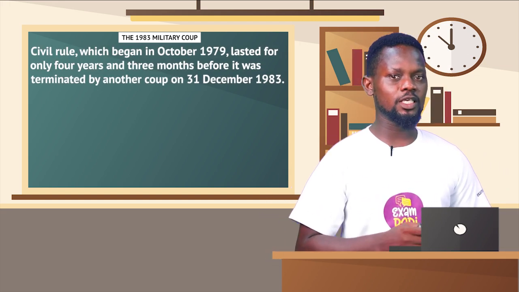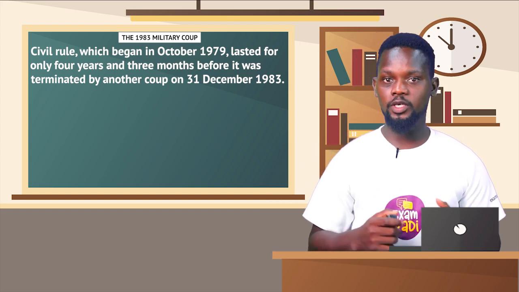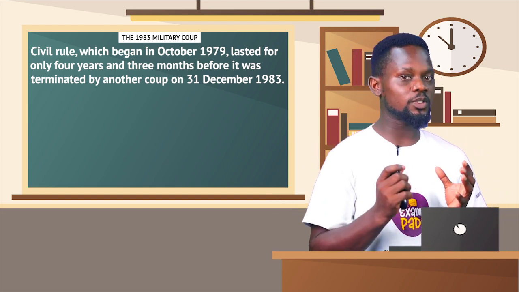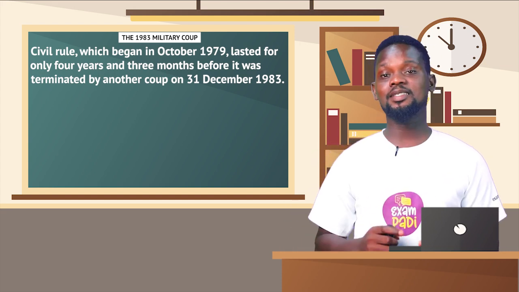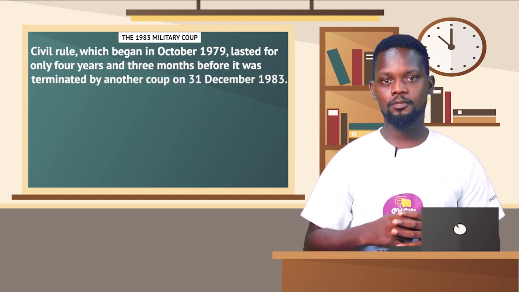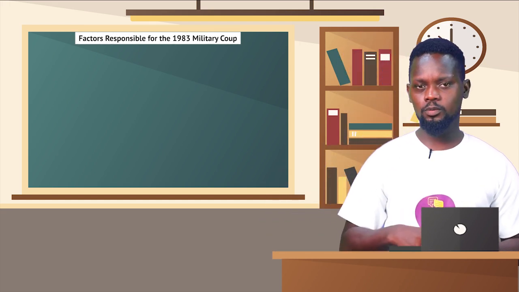Civil rule, which began in October 1979, lasted for only 4 years and 3 months before it was terminated by another coup on 31 December 1983. What were the factors responsible for the 1983 military coup?